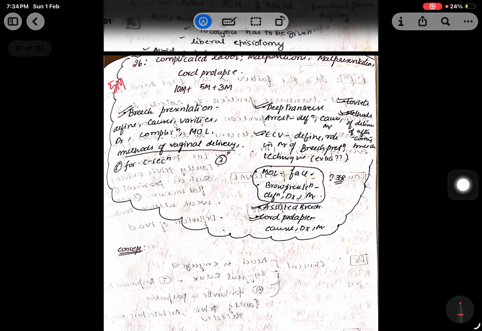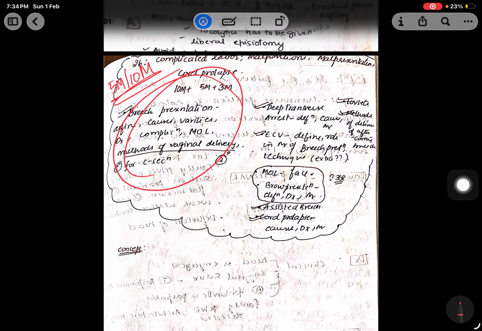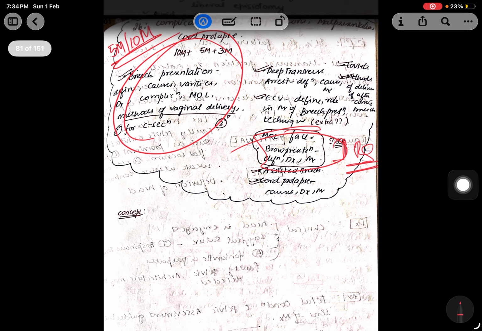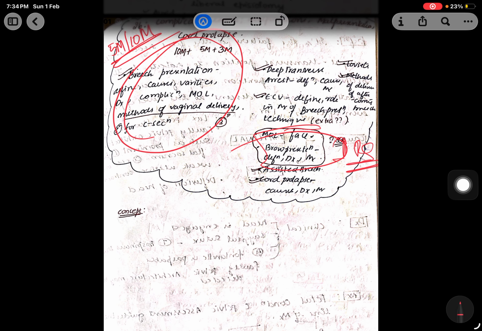this is a proper 5 marker or a 10 marker itself, that is about the breech presentation and deep transverse arrest. So how you go about it is something which you need to know. Okay. These are just for RS2, so if you have time you can study, but it's left to you. Make sure you study this and this.